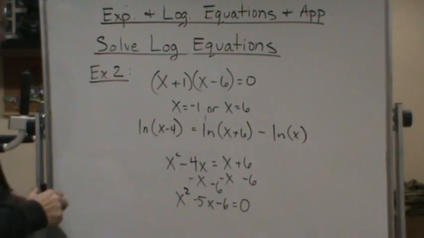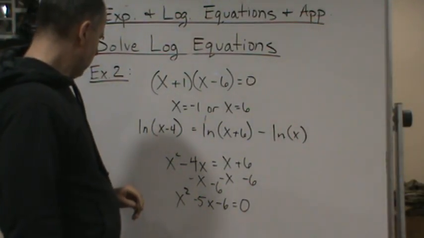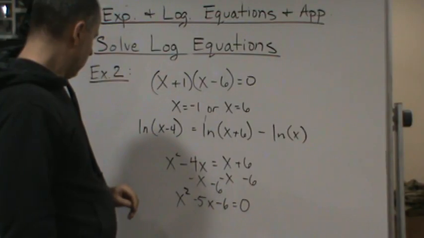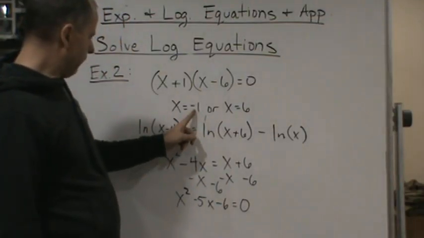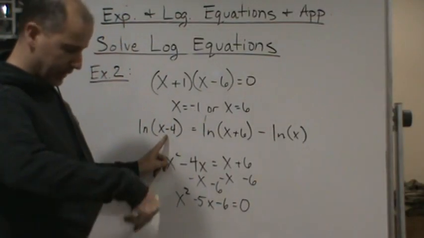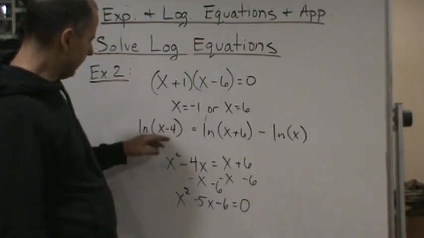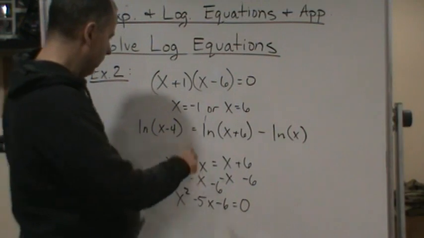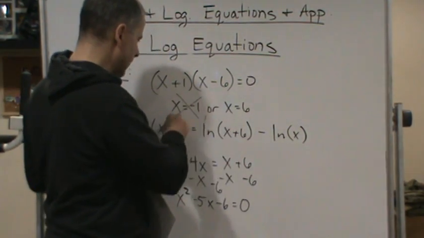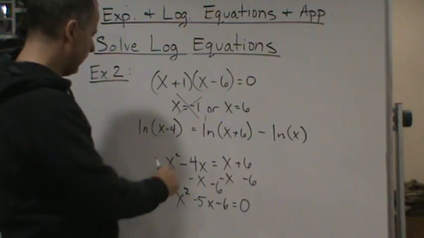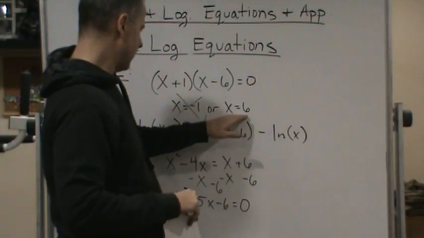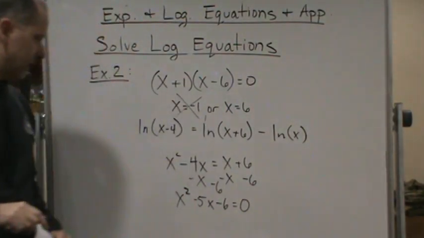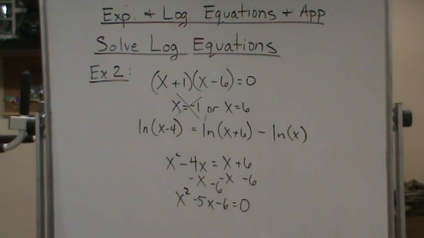Okay, so notice here, negative 1, if I stick negative 1 in here, it doesn't work. I get a negative number in here. So immediately, negative 1, and over here too, so negative 1 is not a solution, okay? Because we can't have negative numbers in the argument, okay? So that means x equal to 6 is the solution. Okay, so always check to make sure that they are valid solutions.